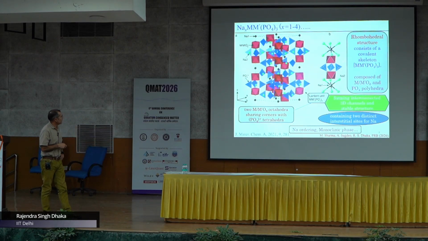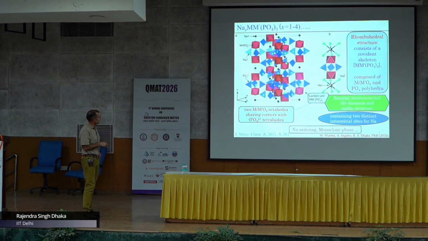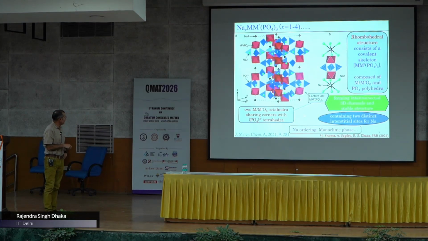This is the covalent skeleton type structure, where M prime O6 and PO4 polyhedra are connected. The octahedra and tetrahedra share corners, making this type of unit which we call the lantern unit, M prime PO4 thrice. You can see here the PO4 tetrahedra and the M prime O6 octahedra connected, sharing the corners and making this type of structure.